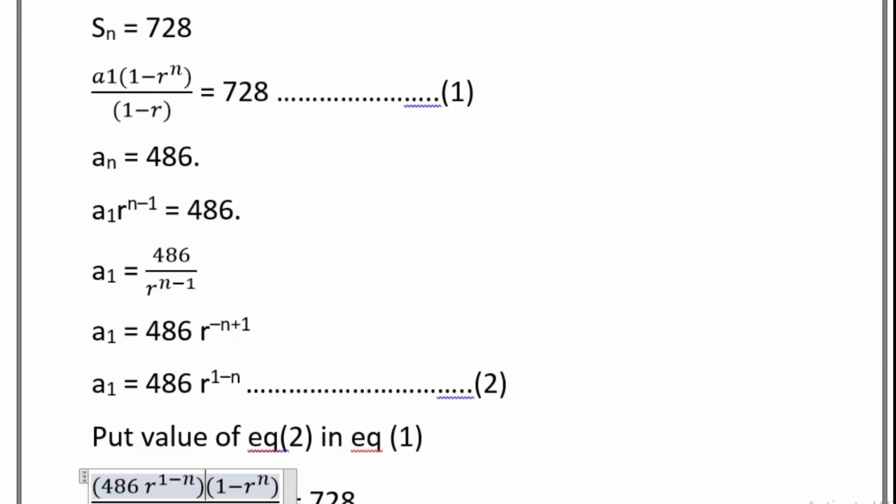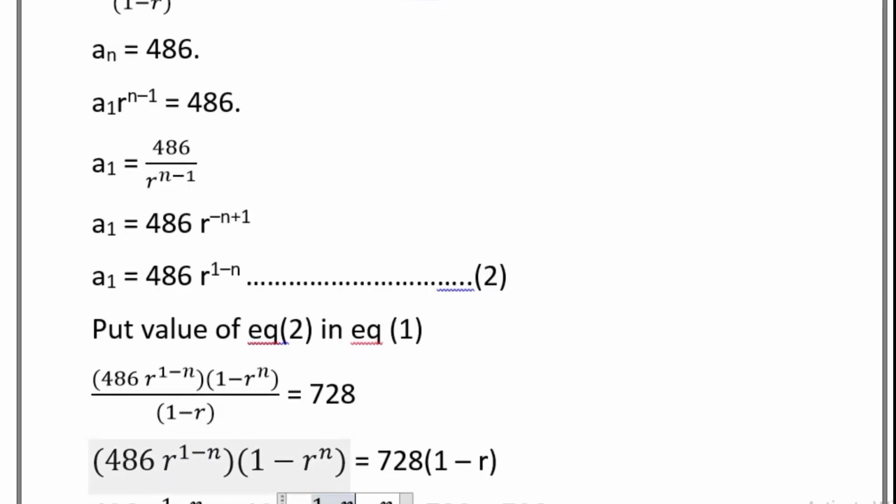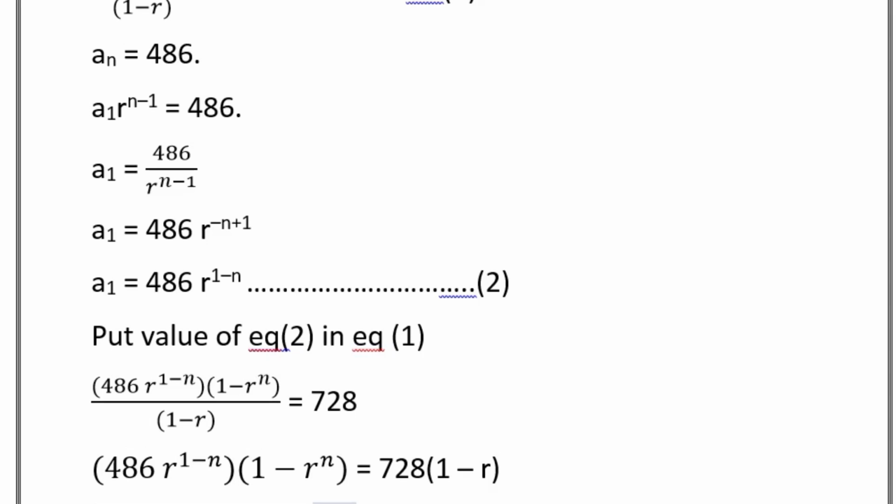Put the value of equation 2 in equation 1, so equation 1 becomes 486 r power 1 minus n into (1 minus r power n) divided by (1 minus r) is equal to 728. So cross multiplying, 486 r power 1 minus n into (1 minus r power n) is equal to 728 into (1 minus r), that is 728 minus 728 r.